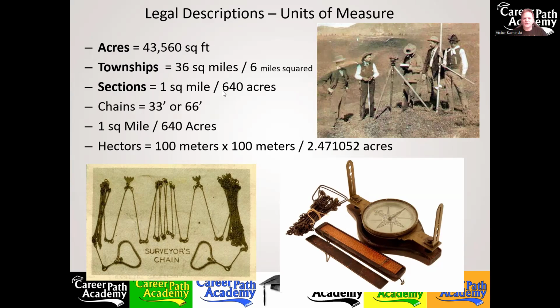Here's some of the units of measure that we need to know. An acre is 43,560 square feet. A township is 36 square miles, or it can be referenced as 6 miles squared, which has 36 sections within it. Each section is 1 square mile. Now, you don't need to know this for exams, but chains are 33 or 66 feet. Whichever one the surveyor is using, they need to note on their survey.